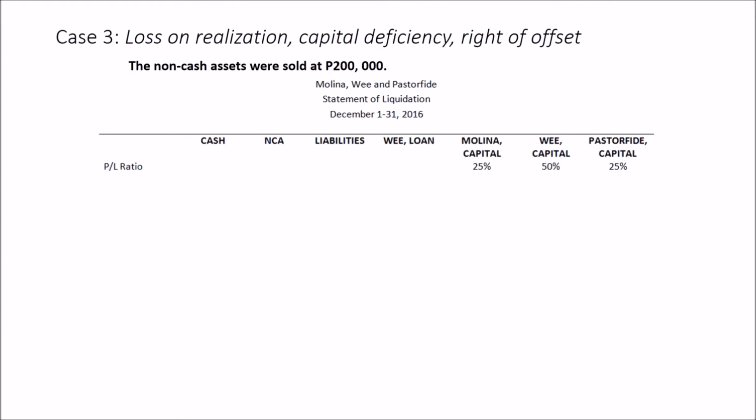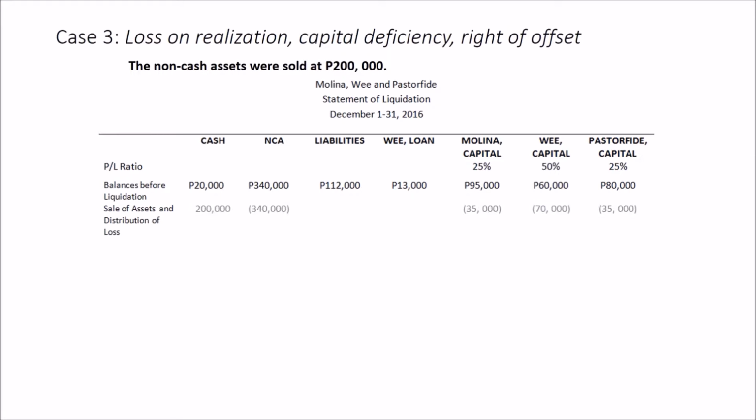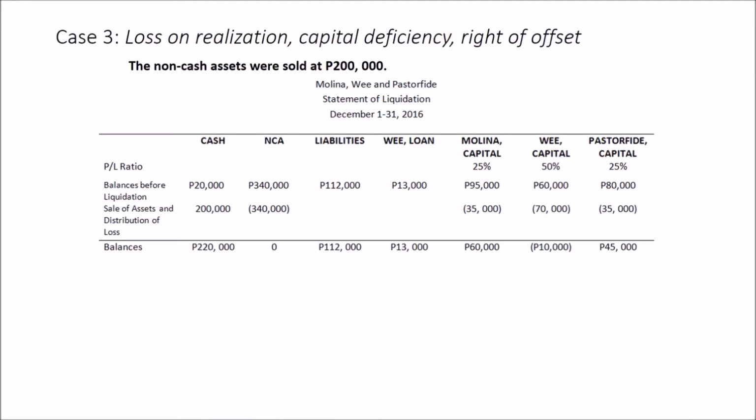Now we move on to Case 3, loss on realization, capital deficiency, and right of offset. Let us assume that the non-cash assets are sold at a much lower price of 200,000. We still have the same PL ratio, 25% for Molina, 50% for We, and 25% for Pastor Fide. The balances before liquidation are as follows: cash, 20,000, non-cash assets, 340,000, We loan, 13,000, Molina capital, 95,000, We capital, 60,000, and Pastor Fide capital of 80,000.